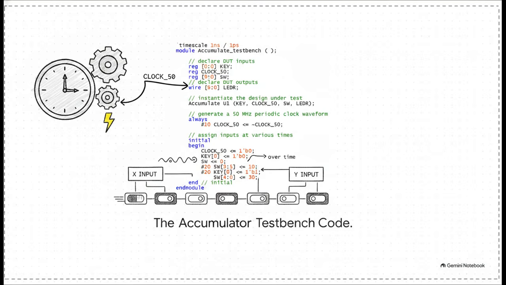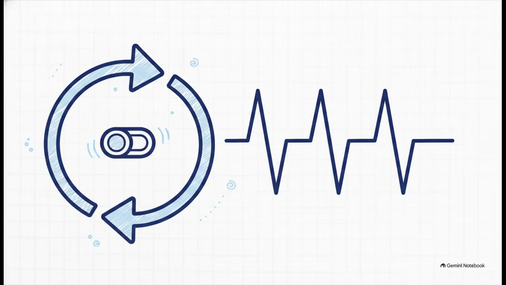So here's the test bench code for our new accumulator DUT. Because this circuit relies so heavily on time, we have to give an initial starting value for our clock signal, clock 50, setting it to 0 in the initial block. We're also using a series of switches to feed data to the X and Y inputs over time. But honestly, the real star of this test bench is this single line of code right here. Always #10 clock 50 <= ~clock 50.